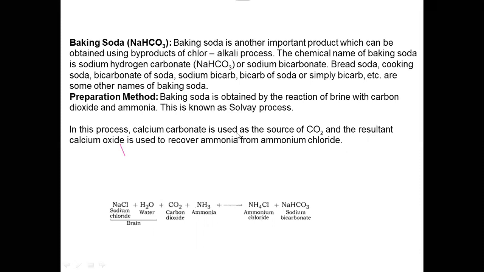It is prepared from brine solution. Brine is NaCl solution in water, that is sodium chloride or the common salt solution in water, called a brine solution. When carbon dioxide and ammonia are mixed in brine solution, we get sodium bicarbonate. This process is called the Solvay process. Remember this name too.